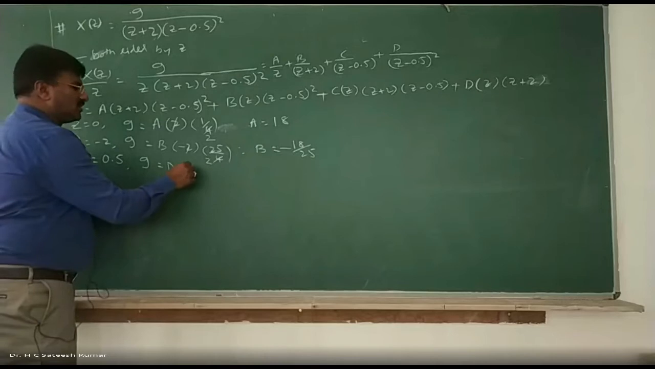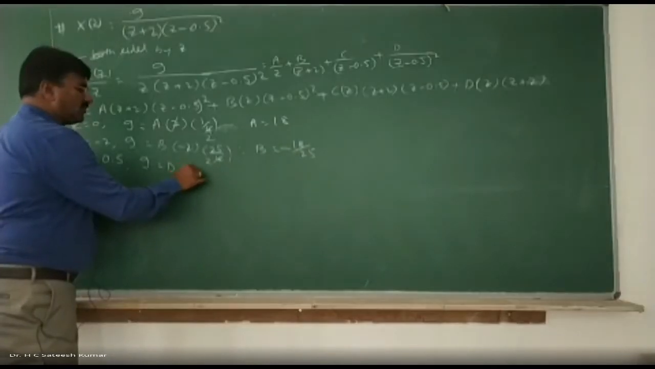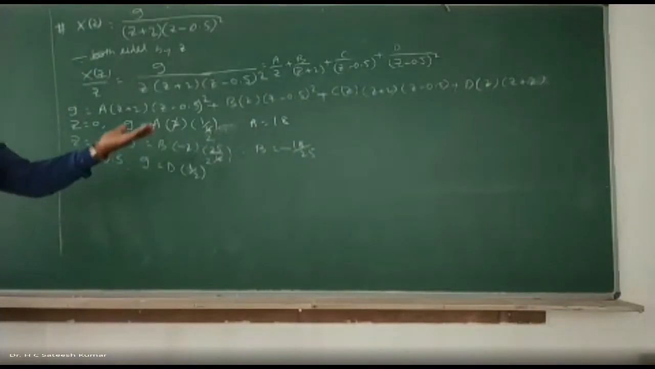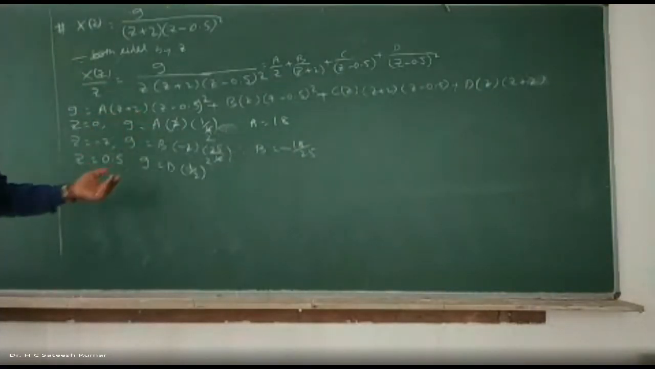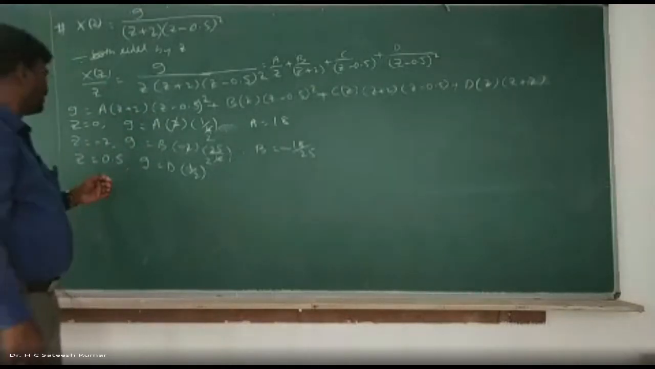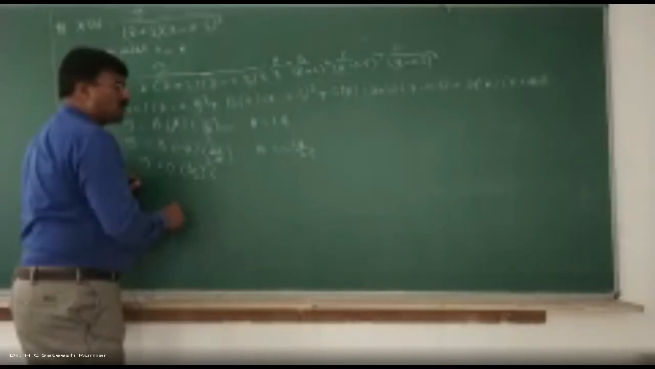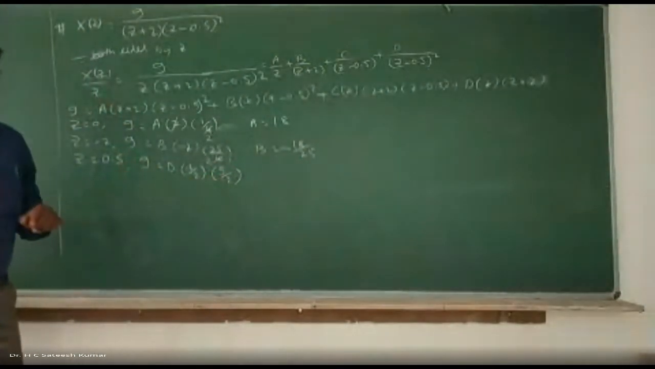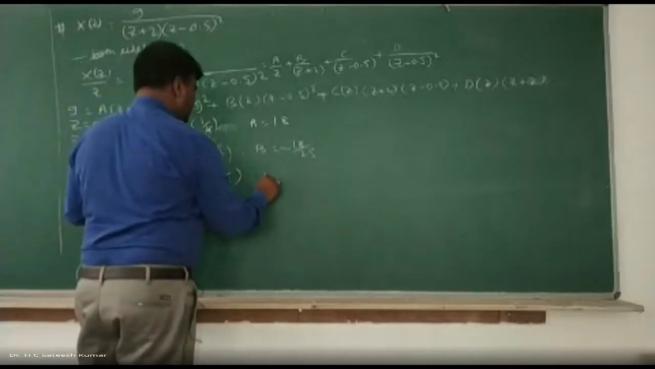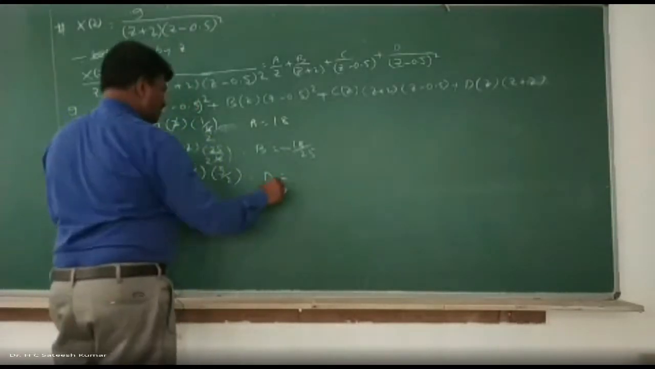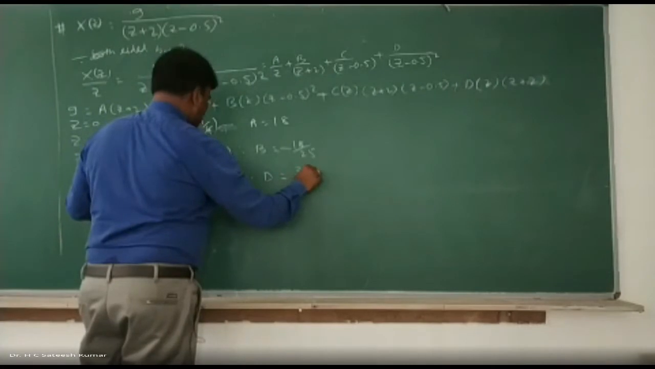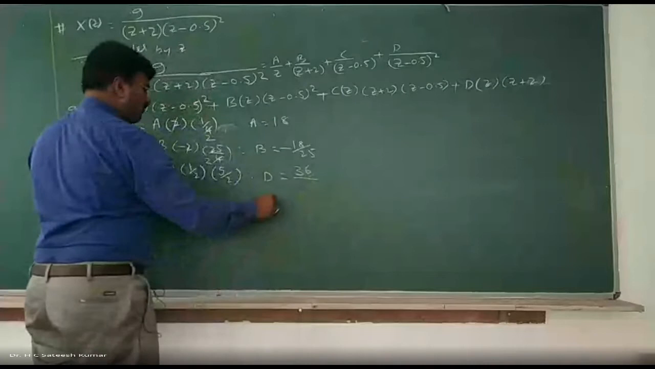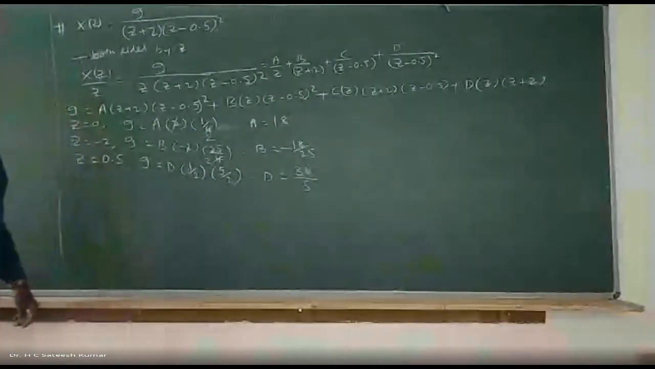Z is how much? 0.5 is nothing but half. Sir, can we take 0.5 itself? You can take it. If you have a calculator, you can; because I don't have a calculator, that's why I've taken half instead of 0.5. Half into, and 2 plus half is 2.5. 2.5 is nothing but 5 by 2. And what do we have? 2 into 2, 4. 4 into 9. What will you get? D is equal to 36 divided by 5. 36 by 5 you will get it.